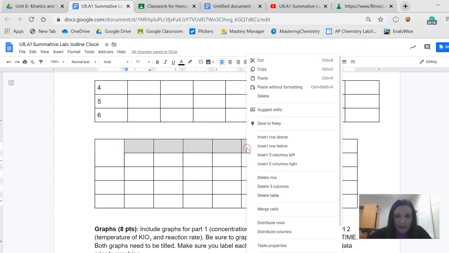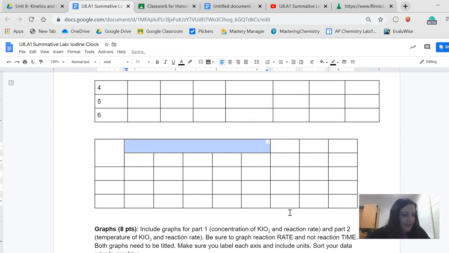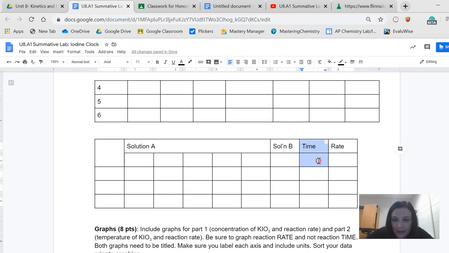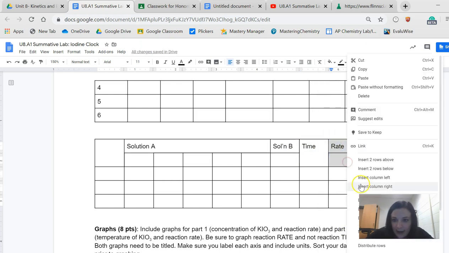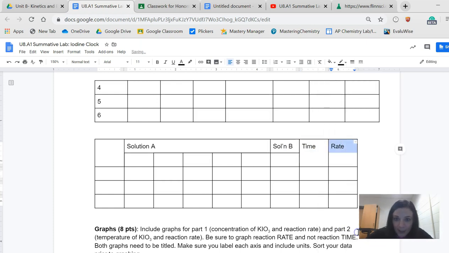So I'm going to highlight my first 5 columns in that first row. We're going to merge them together. This is going to be solution A. This is solution B. This one would be reaction time. This would be reaction rate. Again, highlight, right click, merge. Highlight, right click, merge.